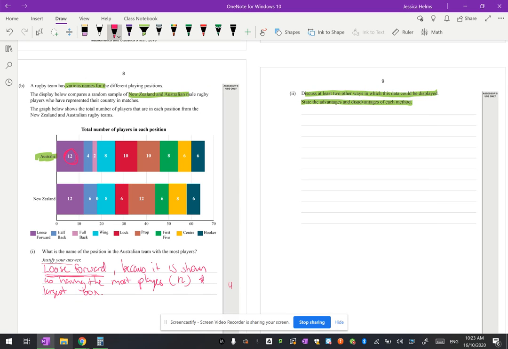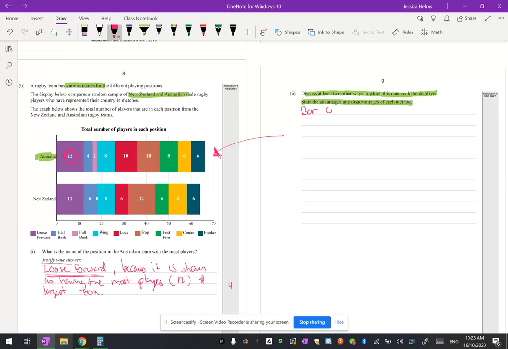Now, when we're talking about displaying data, we're talking about things like bar graphs, column graphs, pie graphs, tables, anything kind of like that. We are not talking about other ways of displaying data like box plots and dot plots and scatter graphs. Those are for very specific purposes. Okay, so we have a box plot and dot plot for comparing groups, and we have scatter graphs for looking at relationships.